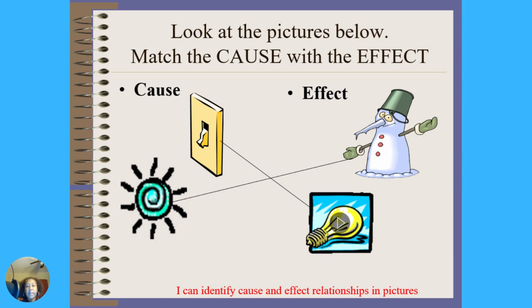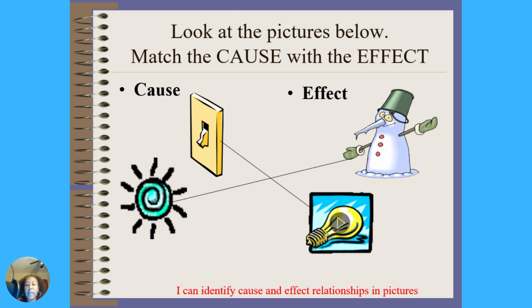Now, let's identify some cause and effect relationships in pictures. Look at the pictures below. Let's match the cause and effect. Let's look at the causes. Right here, we see a light switch. Now, the light switch, what will happen if we turn it on? That's the cause. Now, you see the line? It is trending towards the light. The light will come on.